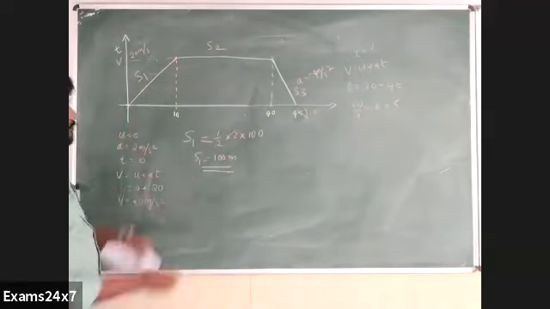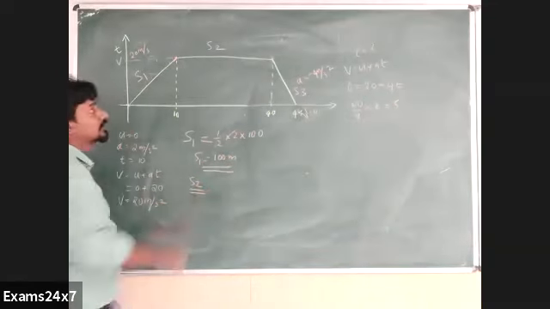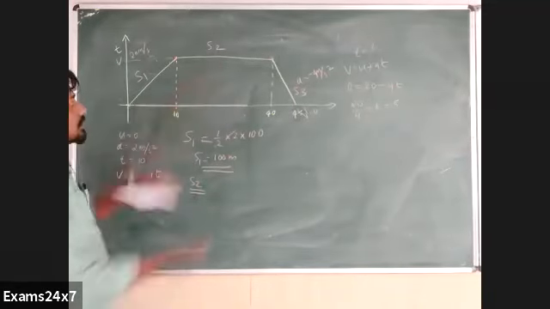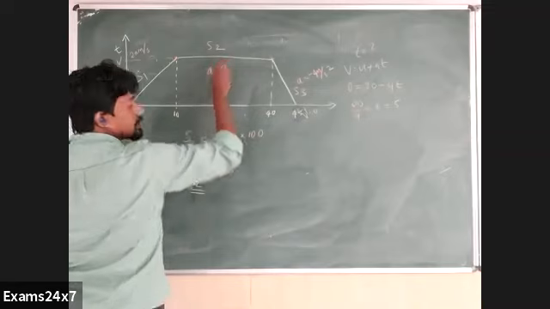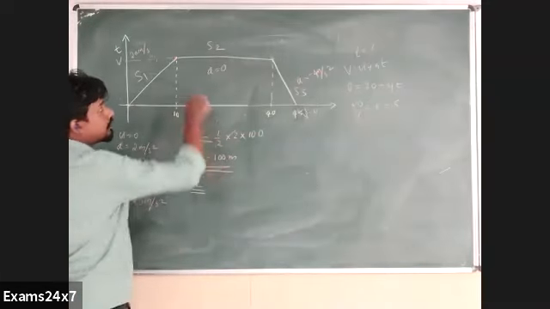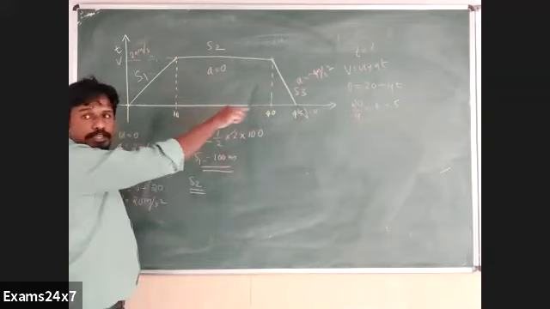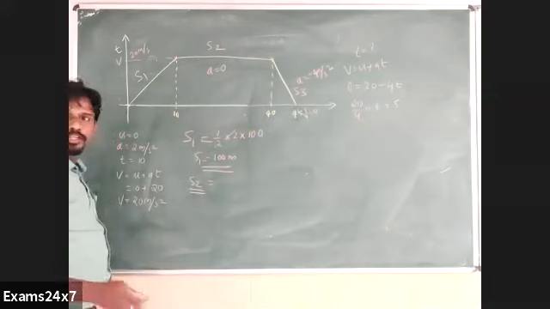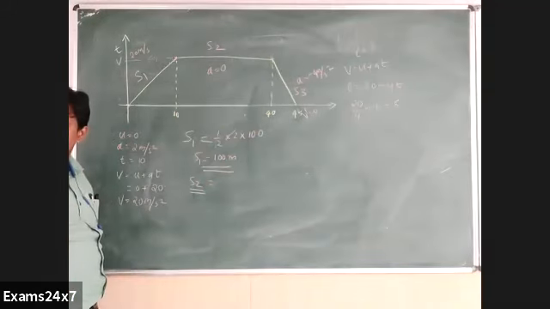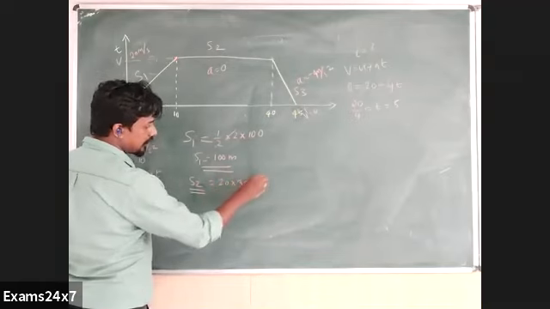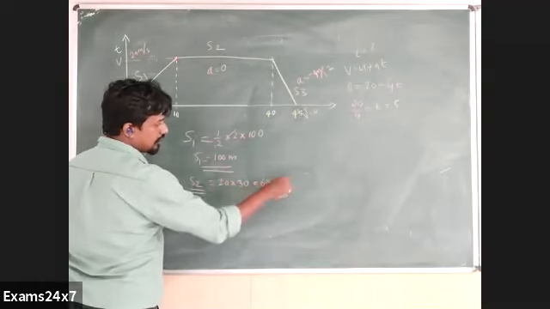Now S2. How to find it out? S is equal to ut plus half at square. What is the acceleration in this case? Acceleration is 0. What is the time taken? 30 seconds. So S2 is ut plus half at square. Half at square is 0. Ut is 20 into 30, 600 meters.